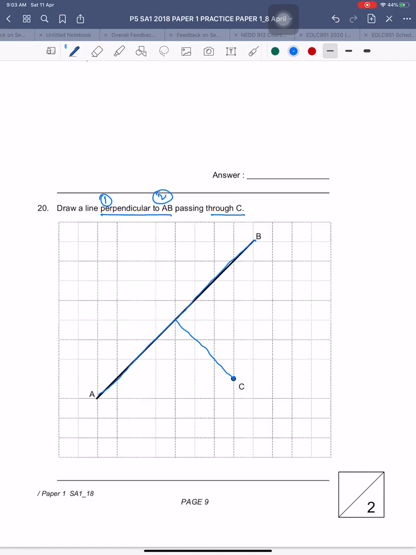Okay, I'm not using a ruler, but you're supposed to. Let me see, I think I can use the ruler. Alright, so you use this and then you cut through. Right, so that is one answer.